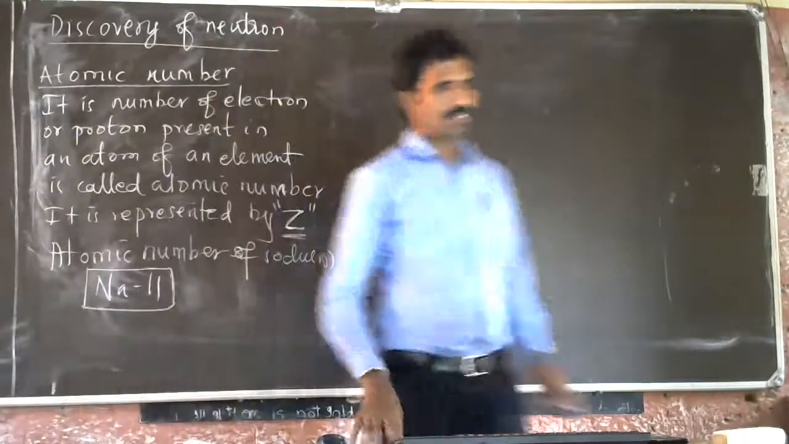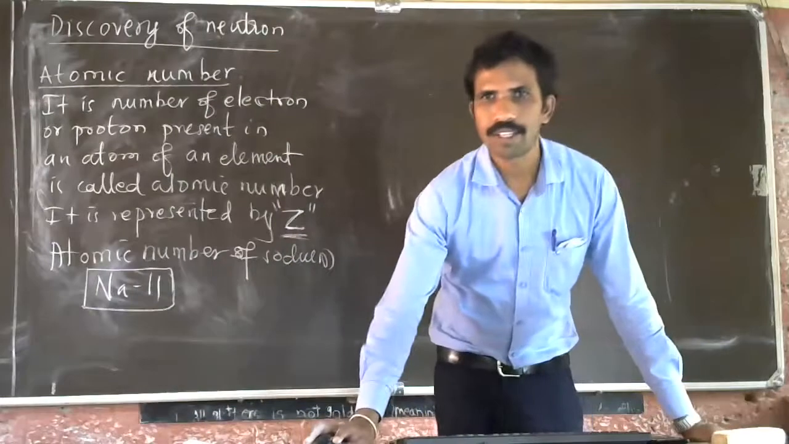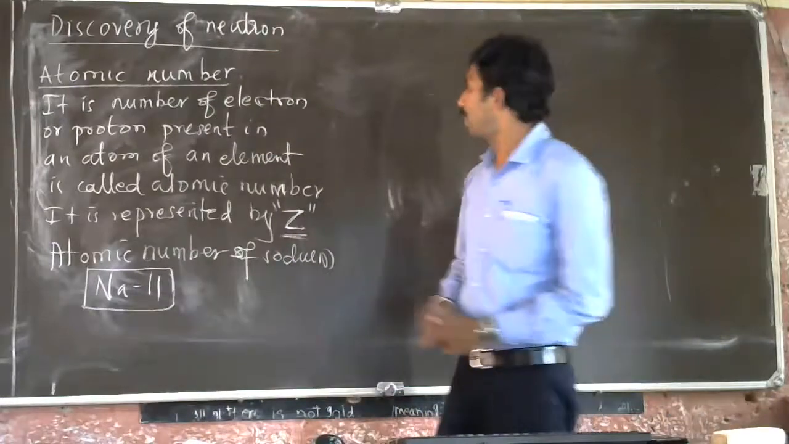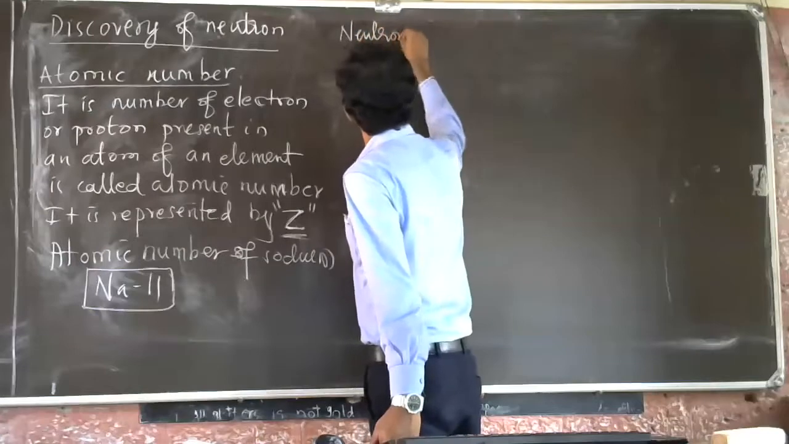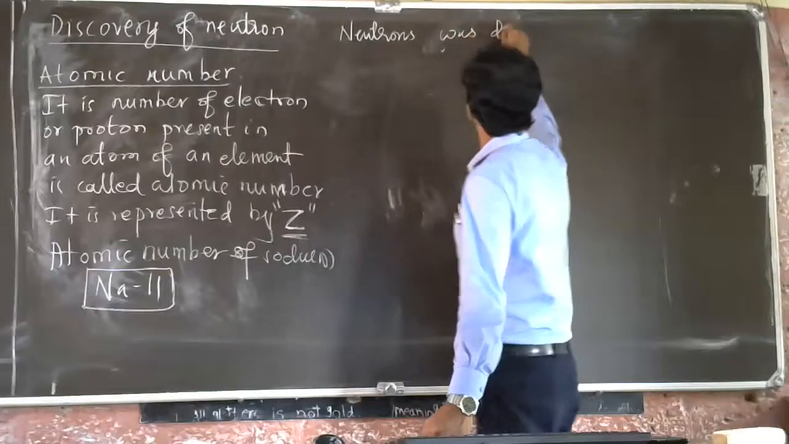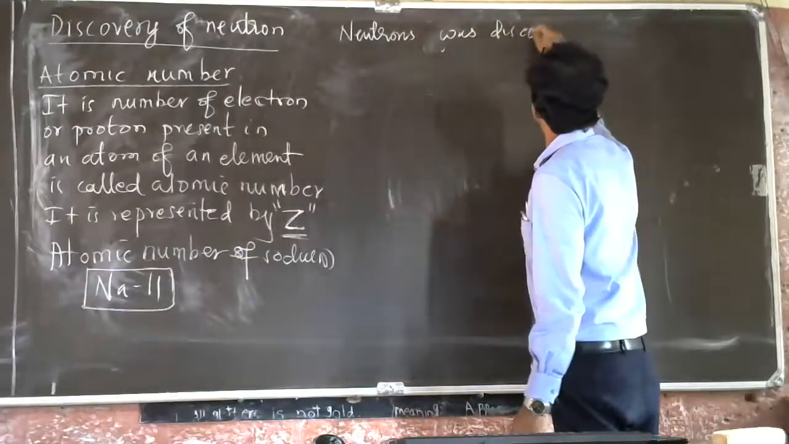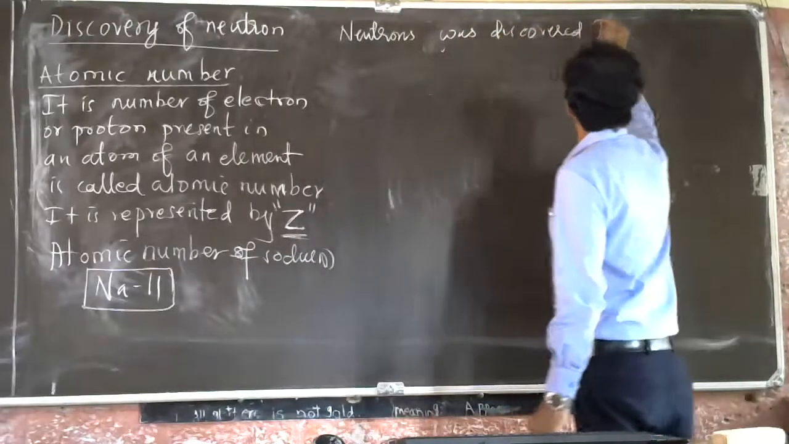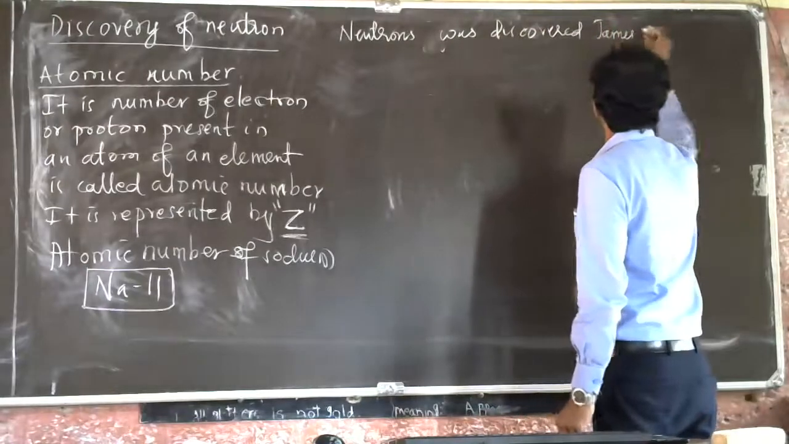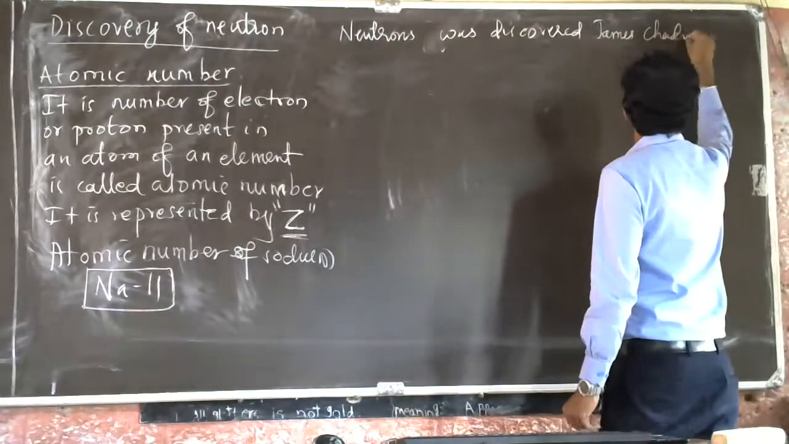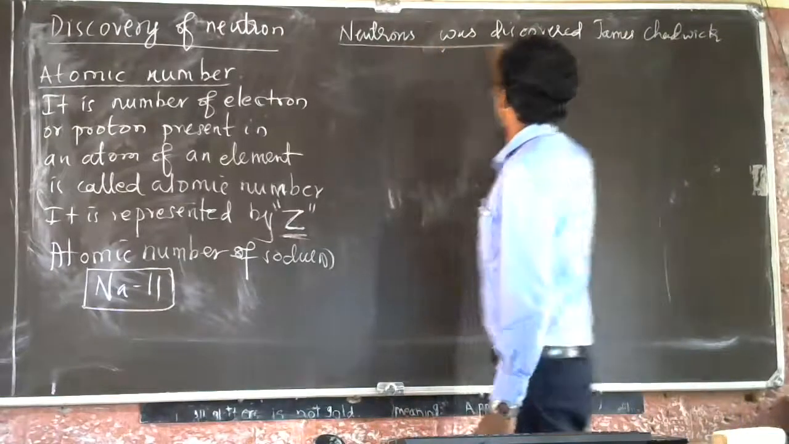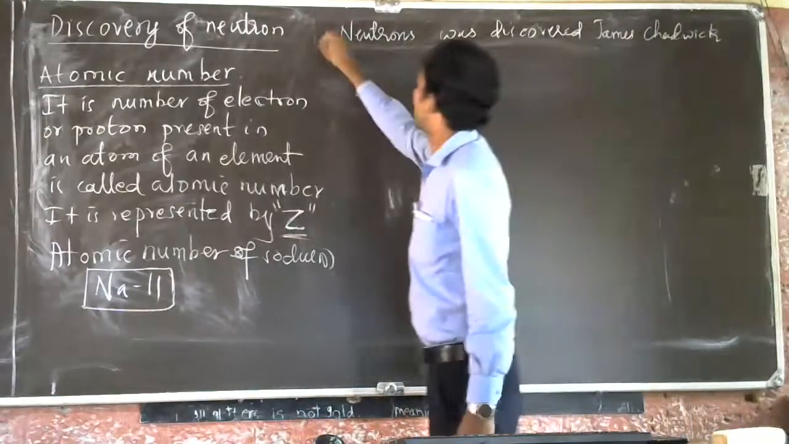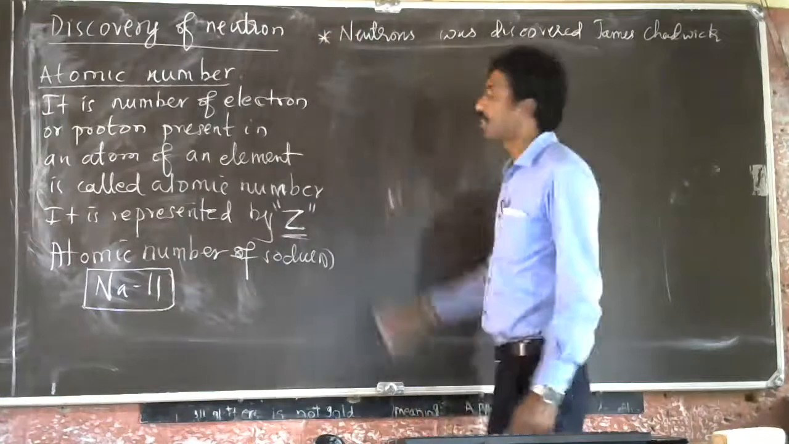So, the discovery of neutrons. Neutrons were discovered by James Chadwick. Understood? James Chadwick.